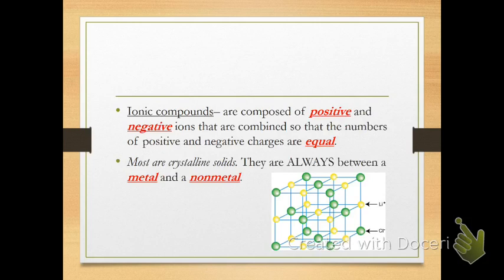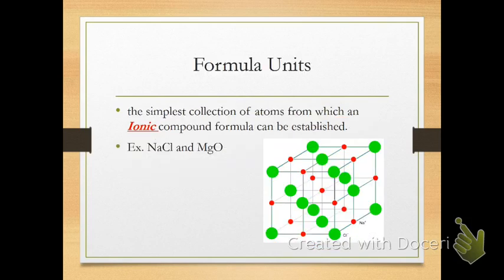Most crystalline solids, most of them are solids and they're crystals, are always going to be between a metal and a non-metal. So if you see a metal and a non-metal, just say it's ionic. The formula unit is the simplest collection of the atoms from which an ionic compound can be established. In this case, it would be 1 sodium, 1 chlorine. That's a formula unit.